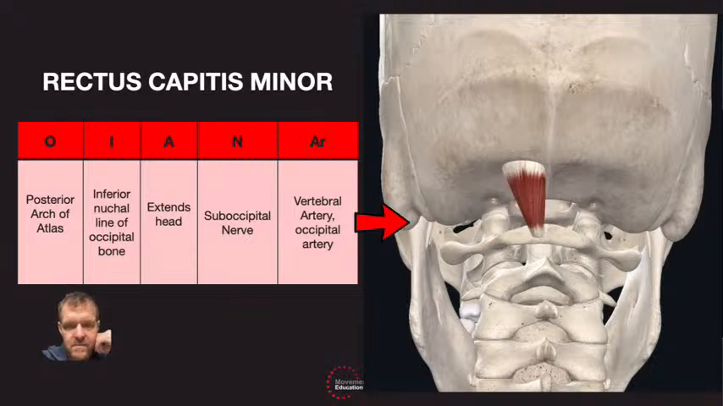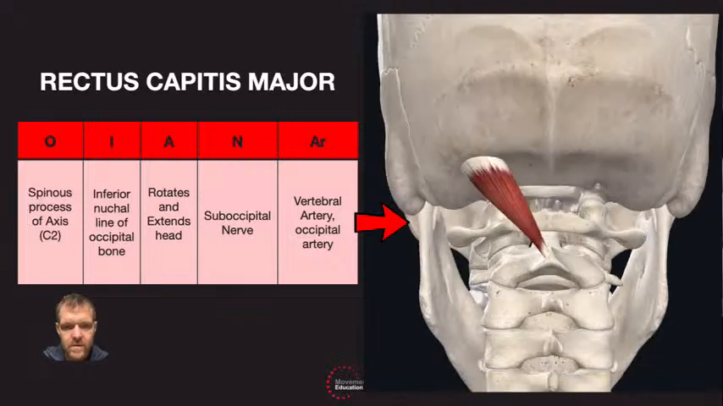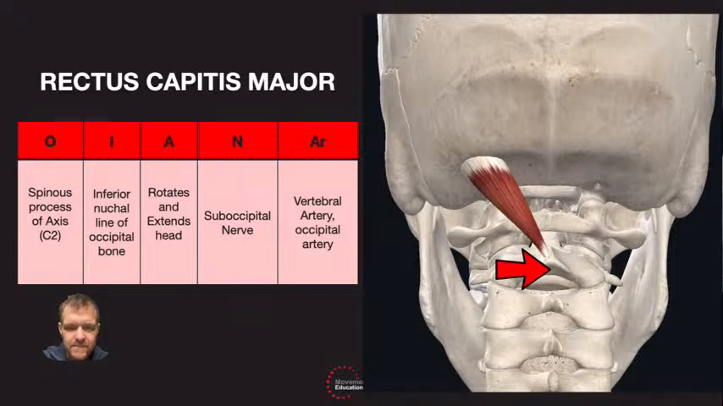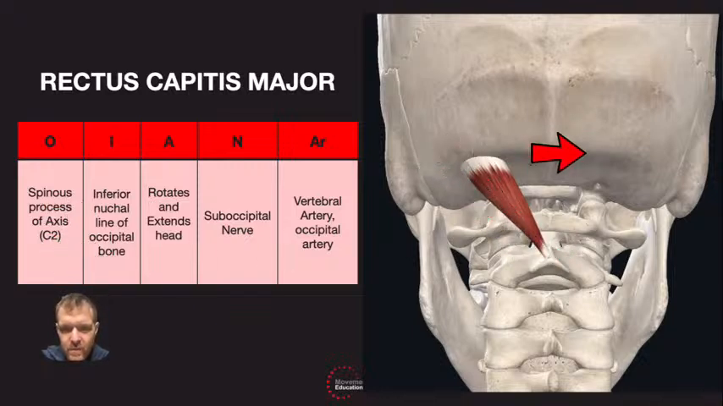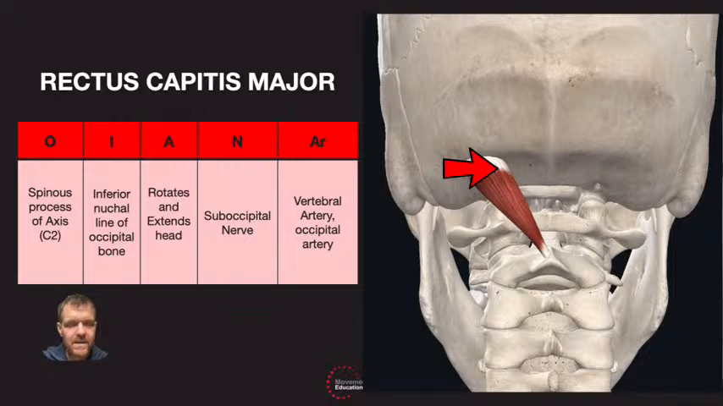So let's just show you all of them. There's rectus capitis major. This comes down a little bit lower. It's actually on C2, the spinous process of C2, the axis, again onto the inferior nuchal line. So the nuchal line will be up around here, and it will be just underneath that. Okay, so it's right deep in the base of your skull, really. Suboccipital obviously just means under the occiput.